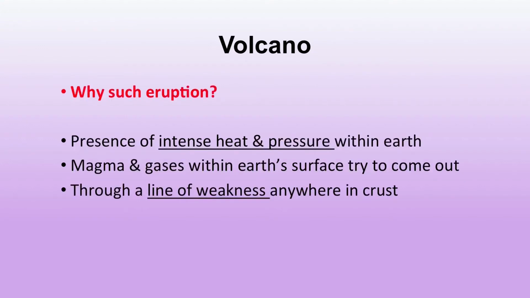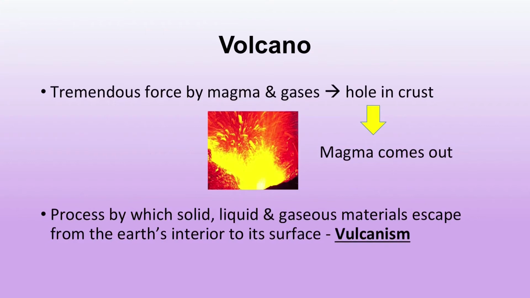You must be thinking why such eruption takes place. Extreme heat and pressure is created inside the earth. Because of that, the molten material or magma gets pushed and tries to come out because of the intense heat and pressure. Wherever there is a line of weakness, the molten material escapes from the earth's surface through that line of weakness. A tremendous force of magma or gases comes out from the hole in the earth's crust, and magma comes out.